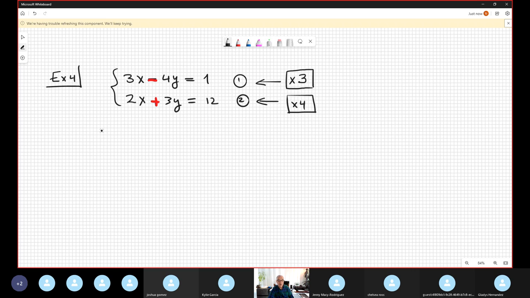Okay, let's do it. You multiply by three the equation number one, and you get a new equation, that is 9x minus 12y equals 3. And this is my equivalent equation, perfect. It's not the same. It's not the same, no, it's the same.